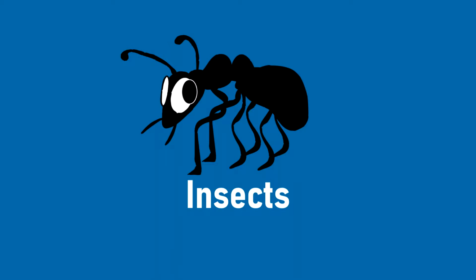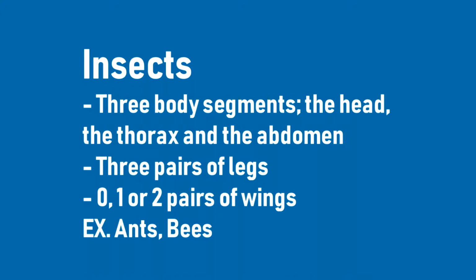The third subphylum of arthropods that we will discuss is insects. All insects have 3 body segments, the head, the thorax, and the abdomen. They have 3 pairs of legs and can have 0, 1, or 2 pairs of wings. Some common examples of insects are bees, ants, and beetles.